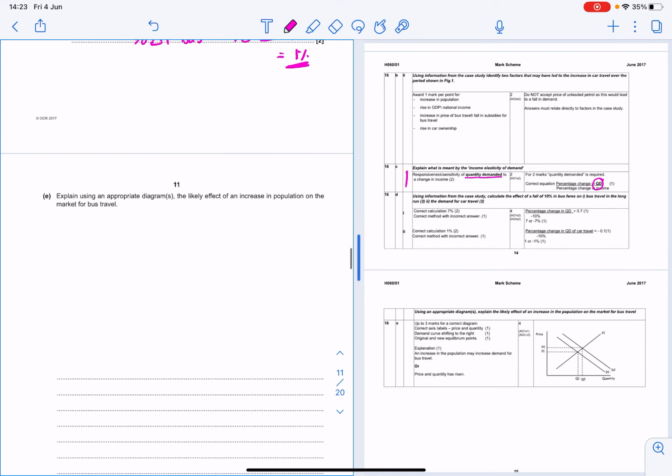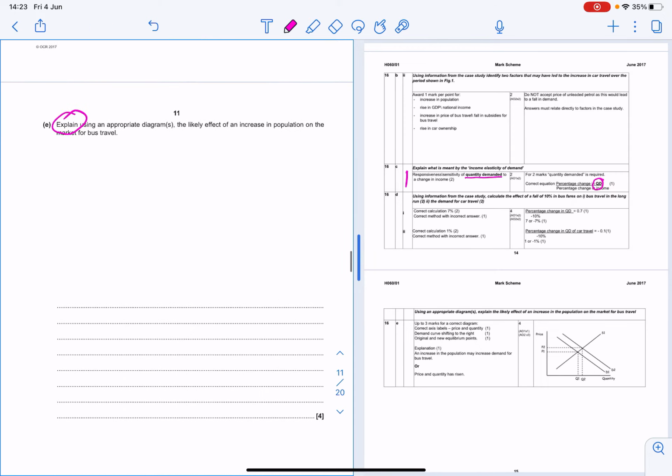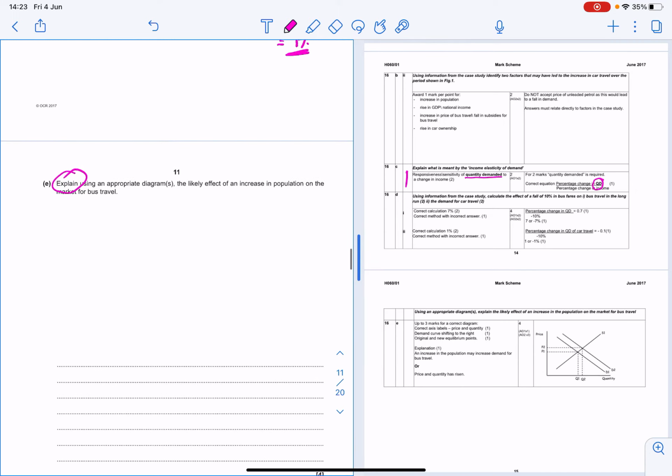Right, so explain using an appropriate diagram the likely effect of an increase in population on the market for bus travel. So this is saying explain, and the clue is in the question, although it's not always that obvious, but you've got a space for a diagram and you've got some lines. So that means you do have to do some explanation. So we'll draw our diagram, we'll label it P and Q, and it's fine to label P and Q. You can do price and quantity if you wish, but P and Q is fine.